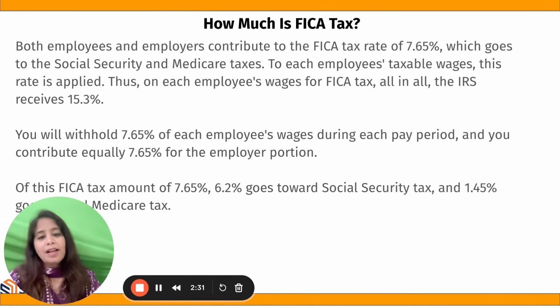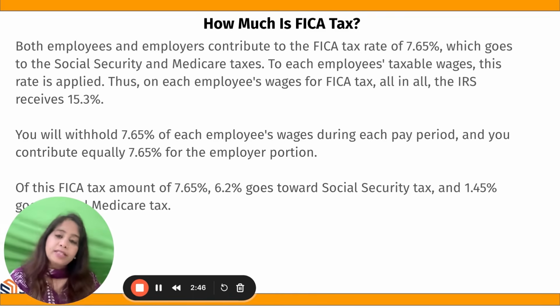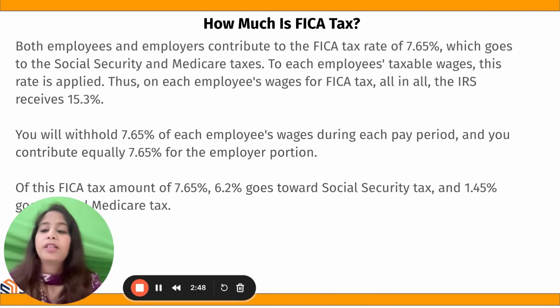You can divide the salary by the number of pay periods. So if you are getting a monthly salary, $168,600 divided by 12 is your ceiling limit for the month. On that salary only you have to contribute. If your salary exceeds that, you need not contribute on the excess salary. That was about Social Security.